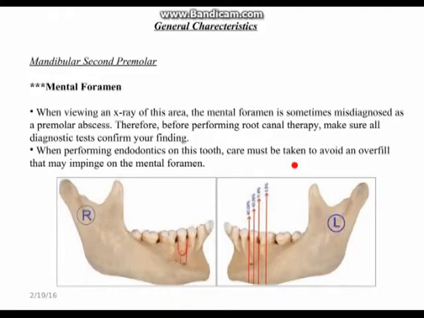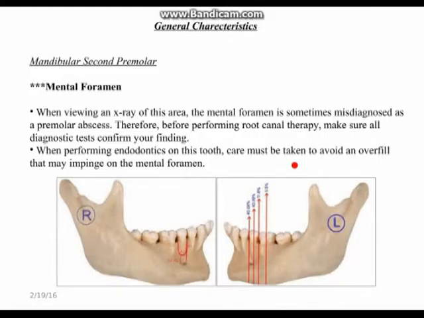So if you have an abscess, or if you have something going on under the tooth, before the root canal, you're going to have some tests done, and if your tests confirm that you have an abscess, because there's toothache, there's an elaborated response with pain, then yeah, you do have something going on there. But if not, then you just know that, okay, this is part of the anatomy, this is the mental foramen.